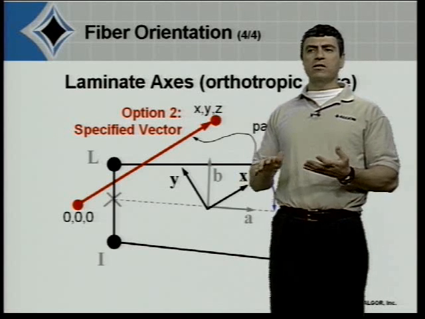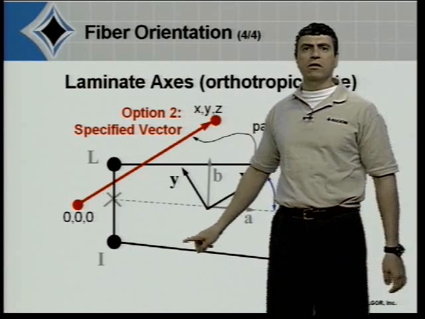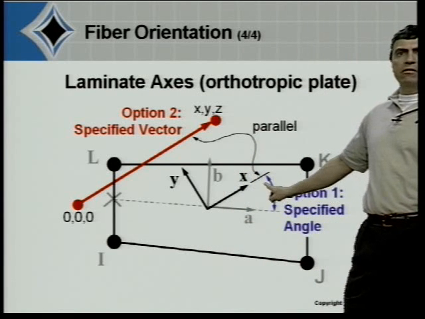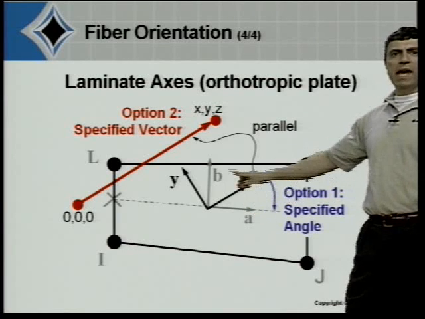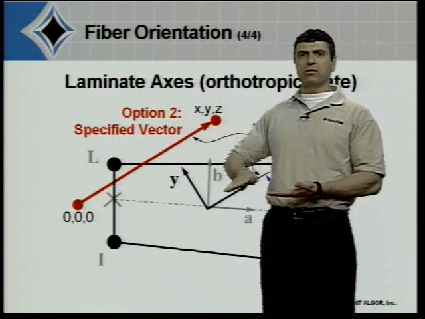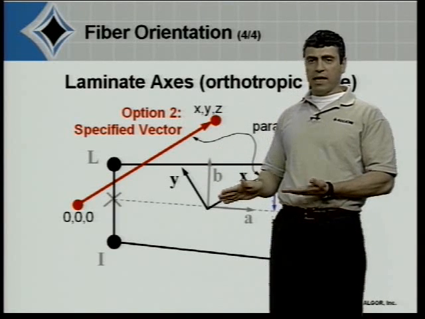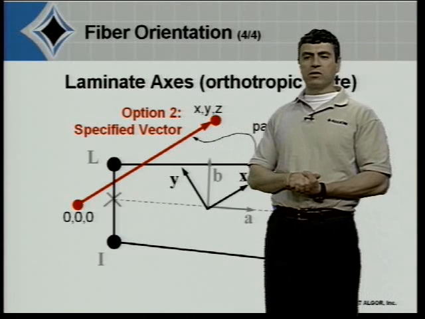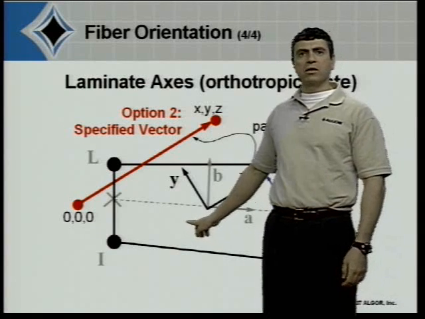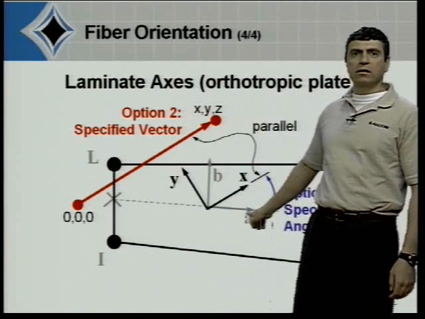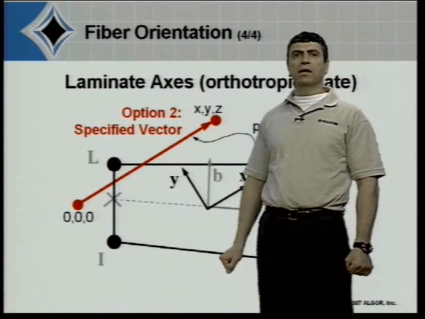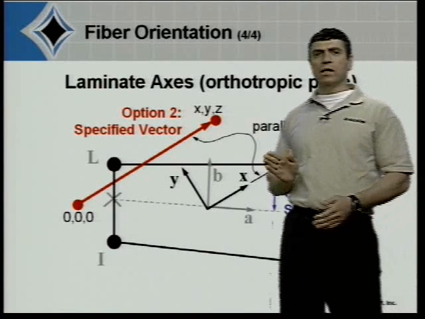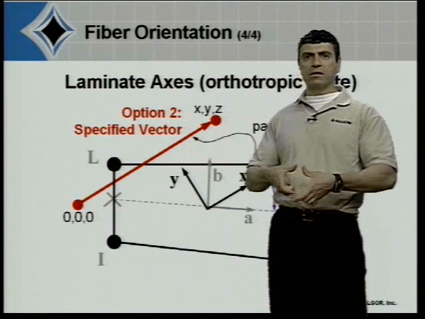But in case you have an unstructured mesh, you don't want to go with option one, a certain angle from the AB, because remember, the AB axis depends on how each element is oriented. If the elements are all oriented similarly due to a structured mesh, that works well. But if it's an unstructured mesh, then you don't want to use an angle. You want to use a specified vector to define the laminate axis, small x, y, and z. This will set them all in the same direction, regardless of how the element itself is oriented.